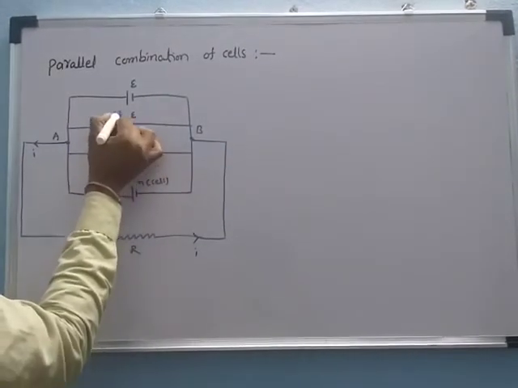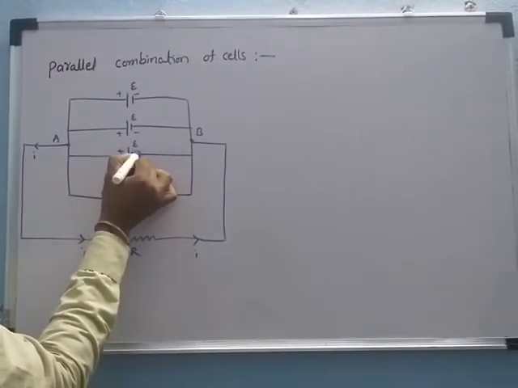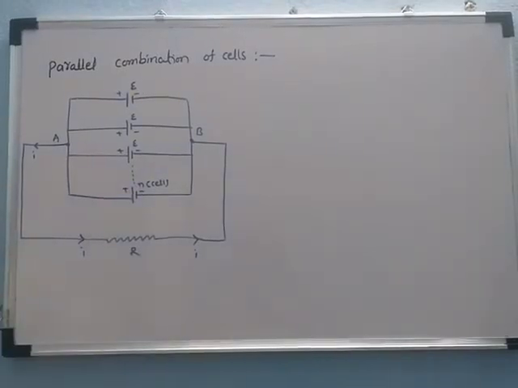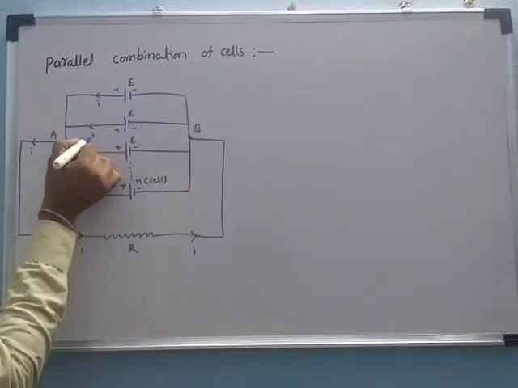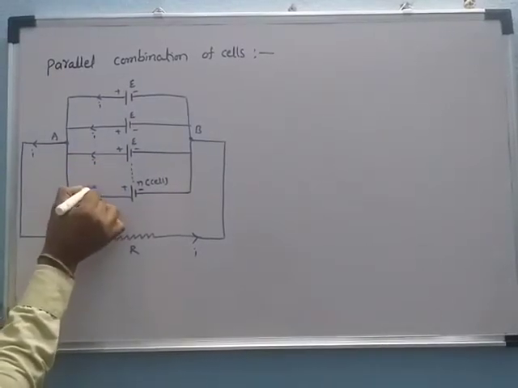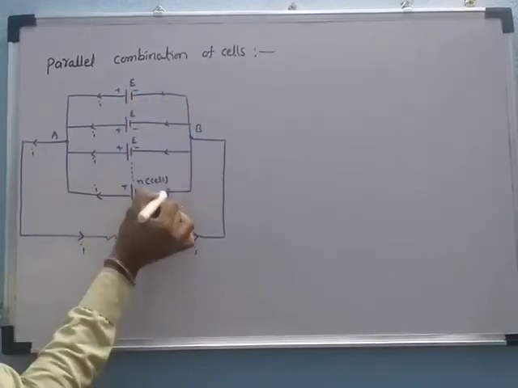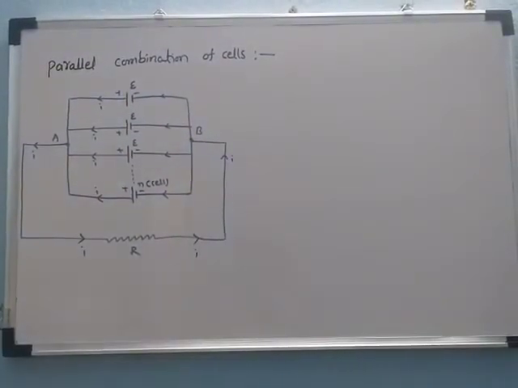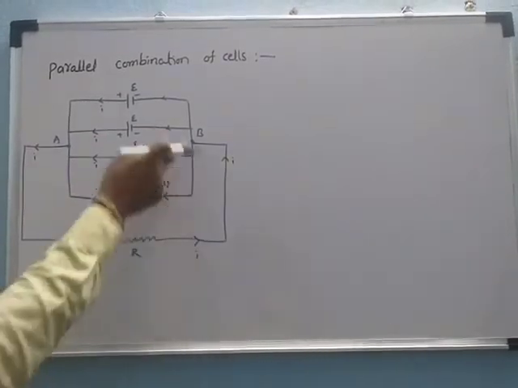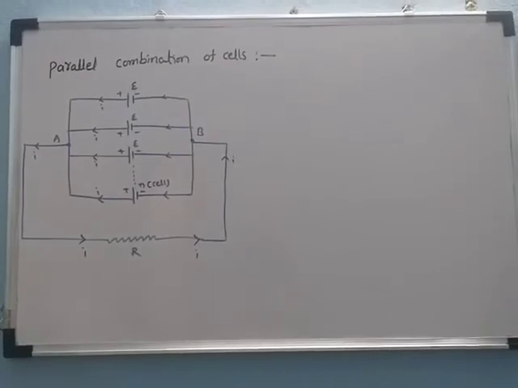Now this is the positive terminal and this is the negative. Positive, negative, positive, negative terminals are coming. All the positive terminals meet at one point, and the negative terminals meet at the other. This is the direction of the current. Now, find out the current in the circuit. Before that, we find the EMF and internal resistance.